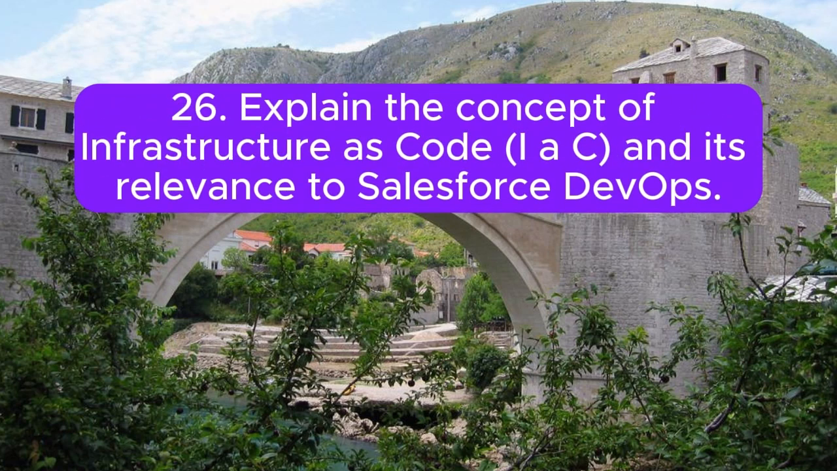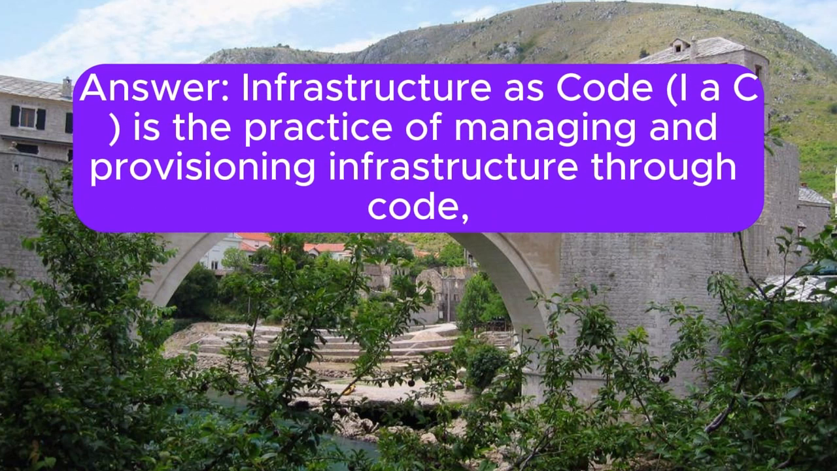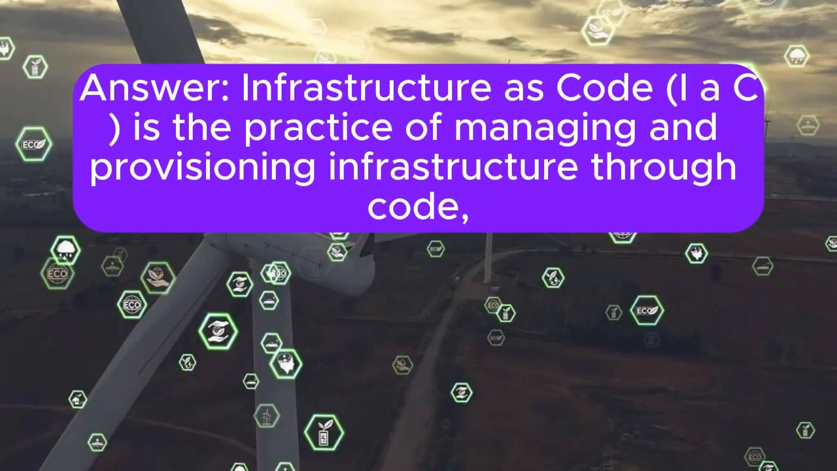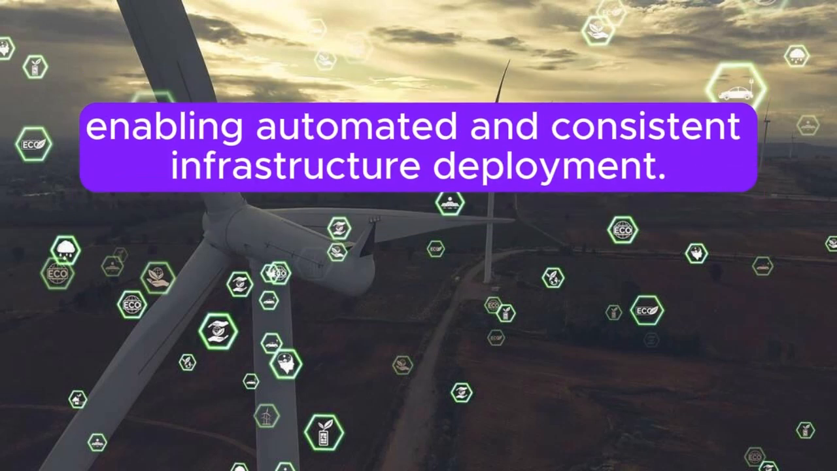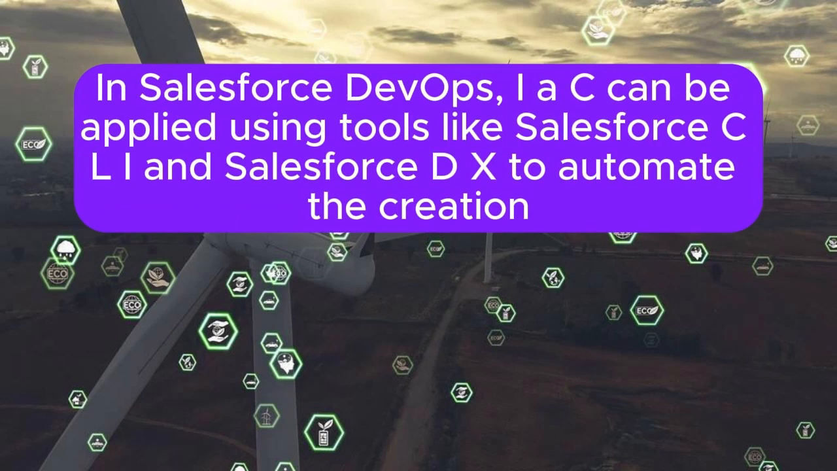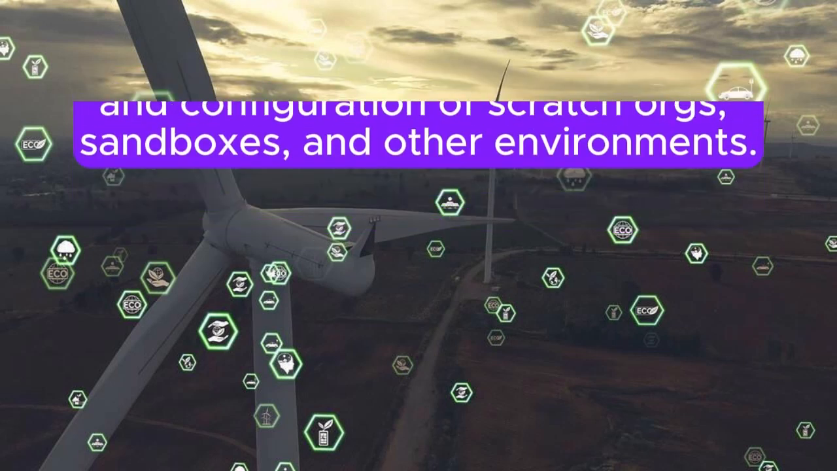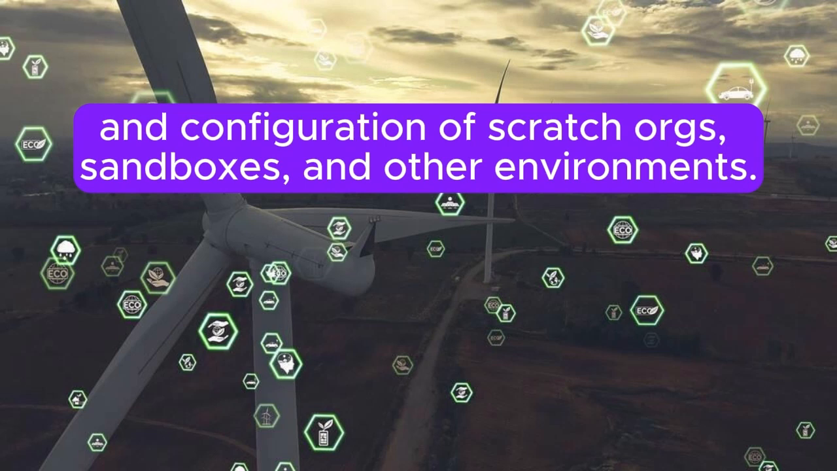26. Explain the concept of infrastructure as code (IaC) and its relevance to Salesforce DevOps. Answer: Infrastructure as code (IaC) is the practice of managing and provisioning infrastructure through code, enabling automated and consistent infrastructure deployment. In Salesforce DevOps, IaC can be applied using tools like Salesforce CLI and Salesforce DX to automate the creation and configuration of scratch orgs, sandboxes, and other environments.